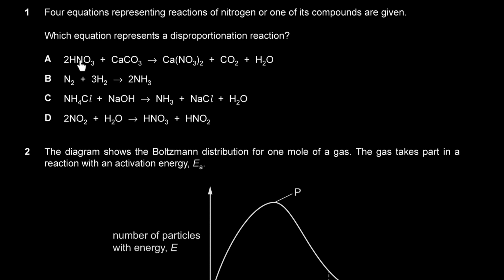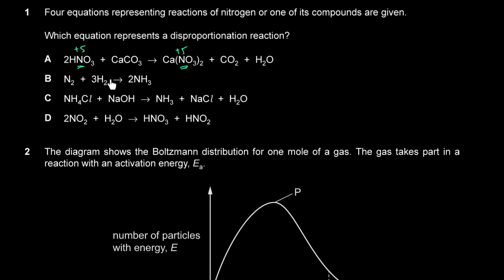Now, reaction 1 is not a redox reaction at all, because the oxidation numbers of none of the species are changing. Hydrogen is +1, nitrogen is +5 in the nitrate ion, and it's +5 in HNO3. Again, HNO3 is just H plus and NO3 minus. Calcium remains +2. Carbon is +4, oxygen is -2. So all the oxidation numbers are the same in the reactants and the products.